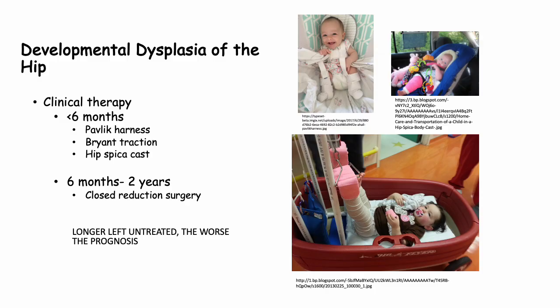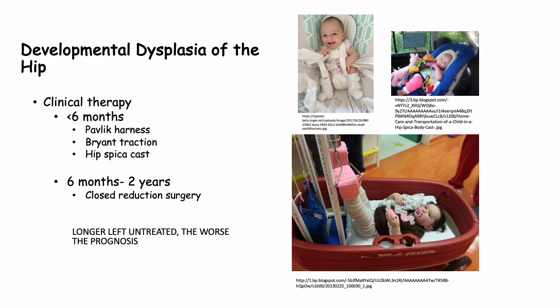So when we talk about treating it, as you can see, it becomes fun. Clinically, for less than 6 months, they use the Pavlik harness, Bryant traction, or a hip spica cast. The hip spica cast is exactly that: it goes around their hips and up their legs. And this is another one that's serial casting. They keep coming back and back and back because the hip spica casts get dirty and the kids are growing. They're the ones coming into that ortho clinic every 4 weeks, every 2 weeks to get the cast changed.